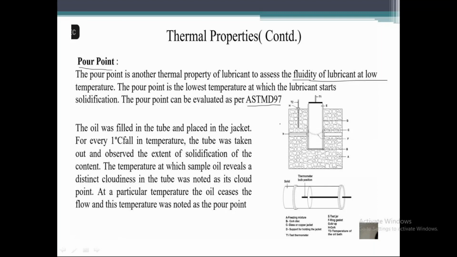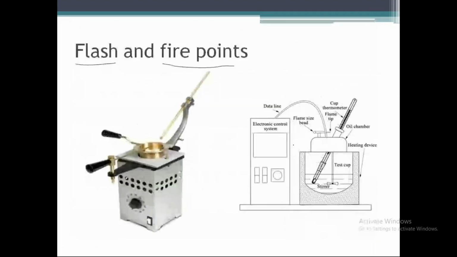These all are with respect to standards. For example, here there is a specific pressure to be maintained. If you are doing this test in hilly areas, you may get a different value. If you go to a low terrain or lower altitude, you'll get a different flash and fire point. That is the reason we have to do everything with respect to standard operating procedure. If you want to keep it in a certain room with controlled temperature, you have to do it to find this value.